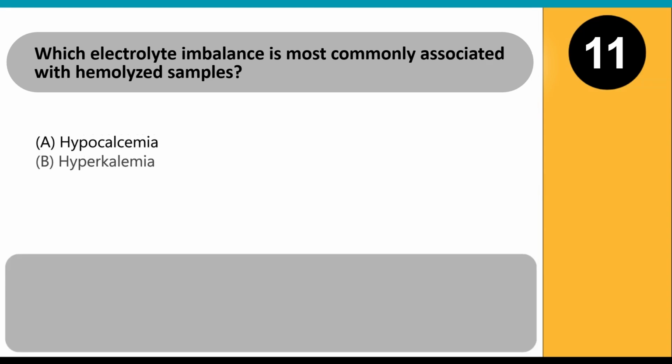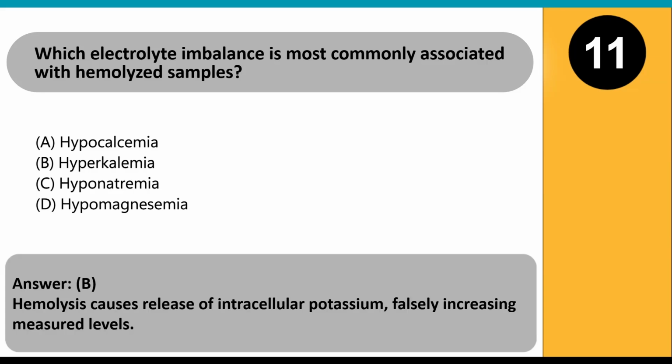Which electrolyte imbalance is most commonly associated with hemolyzed samples? A. Hypocalcemia. B. Hyperkalemia. C. Hyponatremia. D. Hypomagnesemia. Answer B. Hemolysis causes release of intracellular potassium, falsely increasing measured levels.